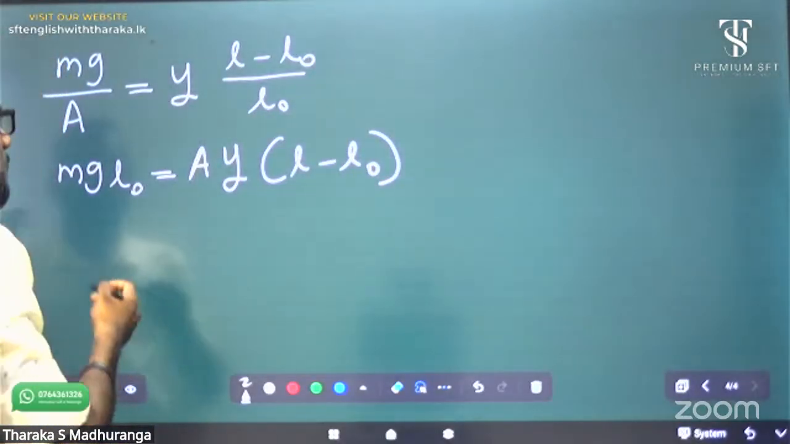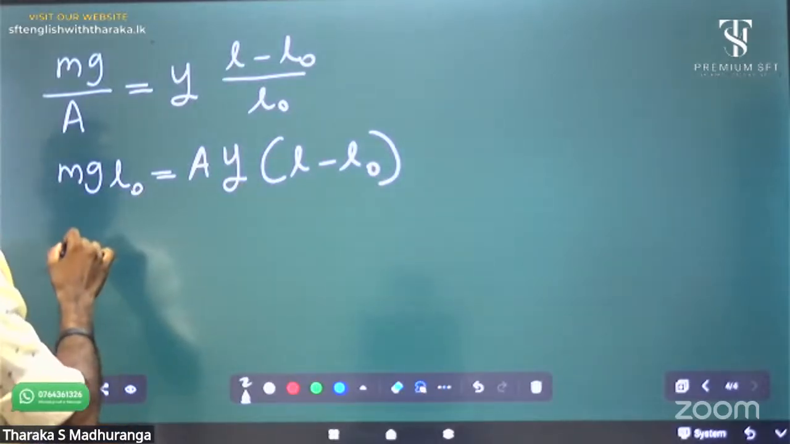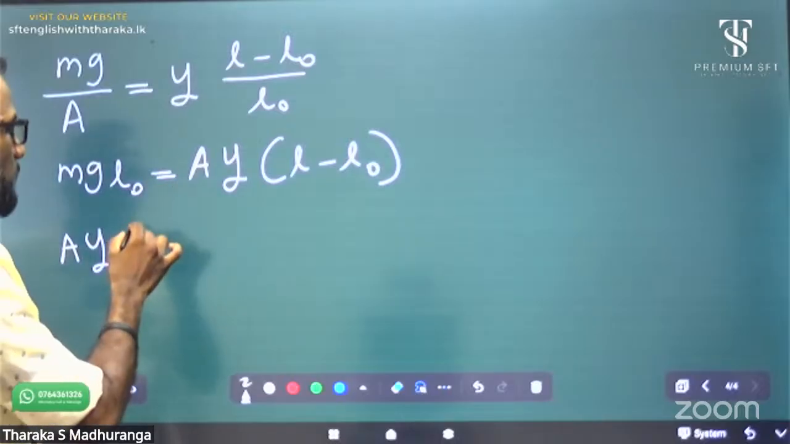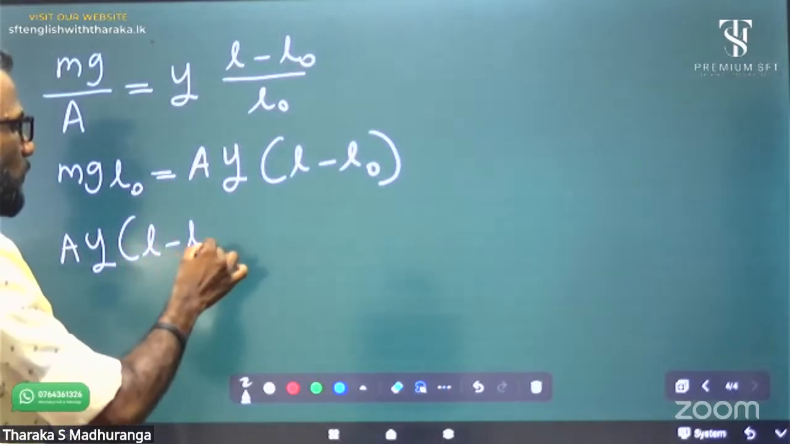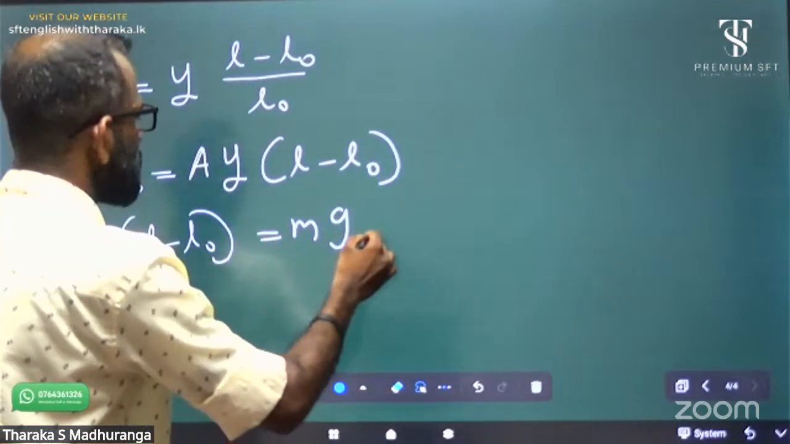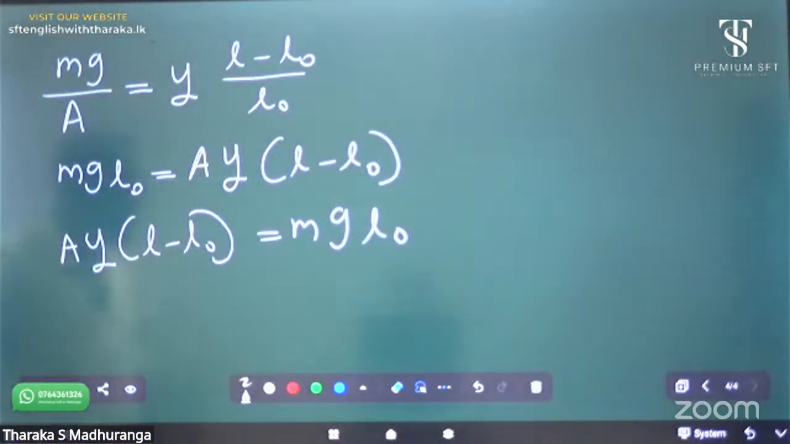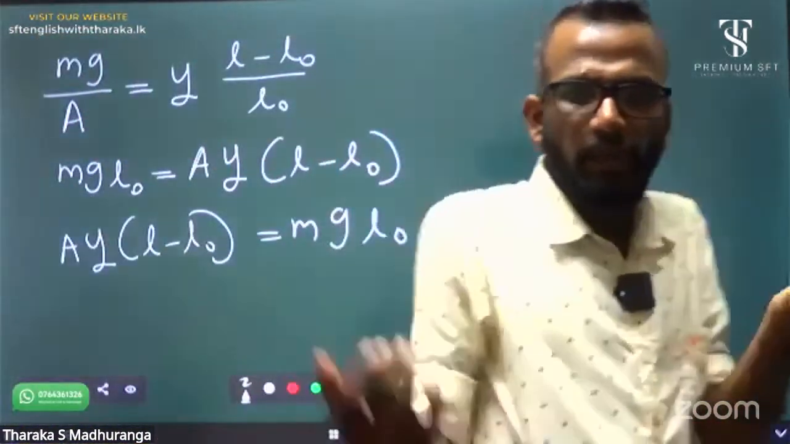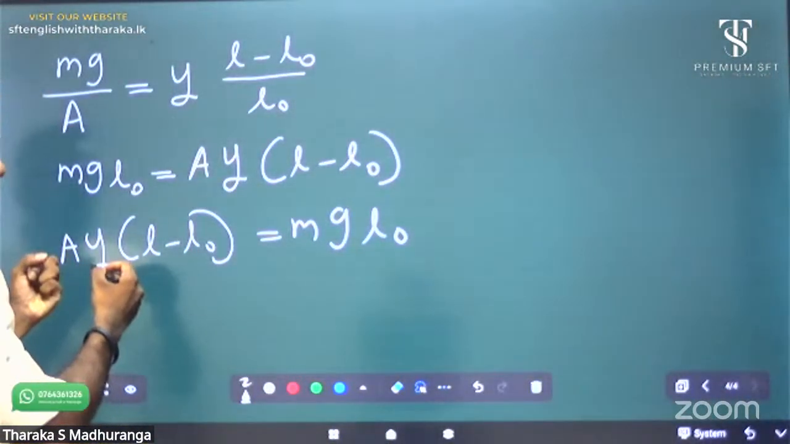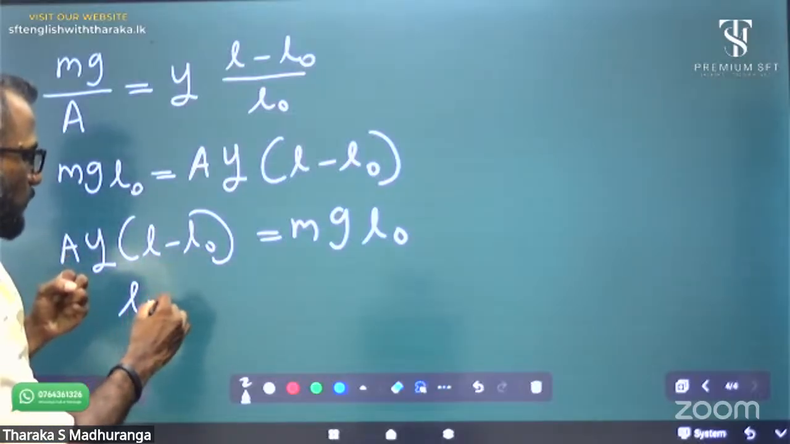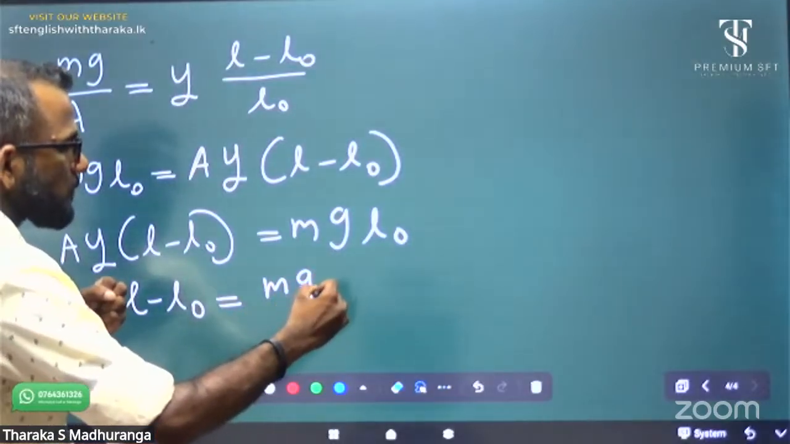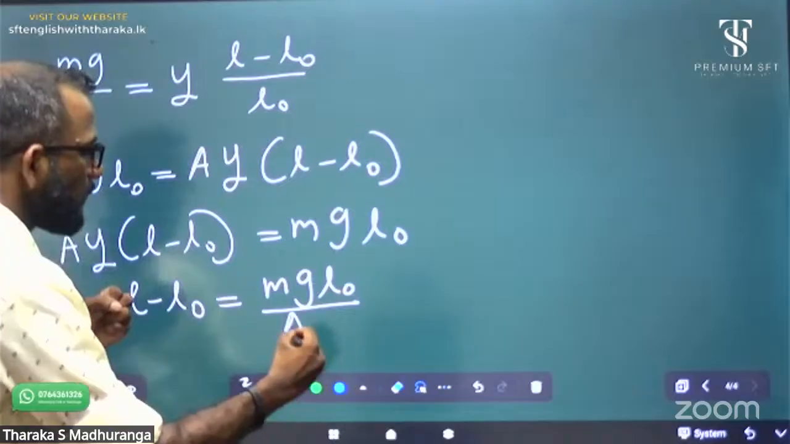Now I'm going to change these two sides for you to understand easily; it avoids additional steps. L minus L naught equal mg L naught. I change the side. Okay, now I want to isolate L minus L naught first. L minus L naught equal mg L naught divided by A Young's modulus.